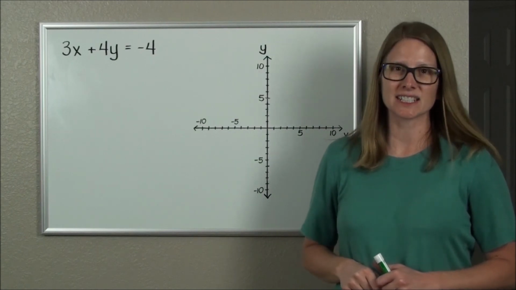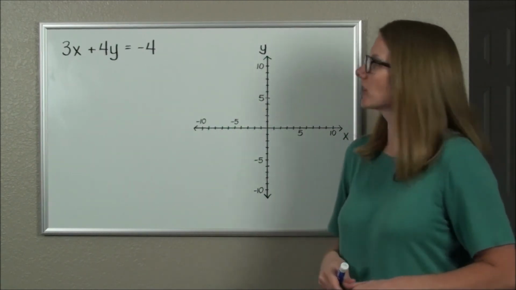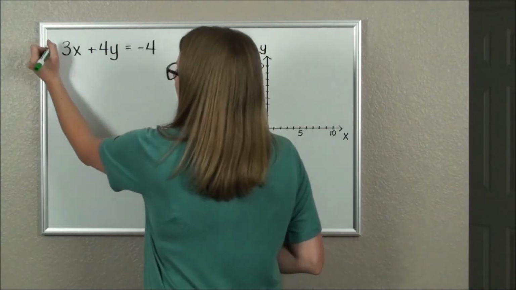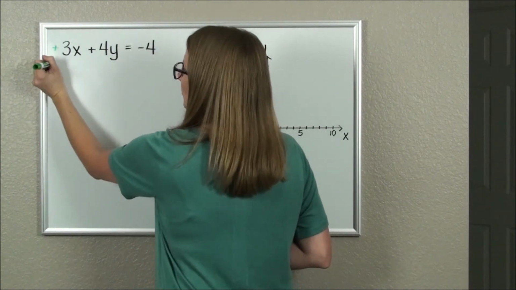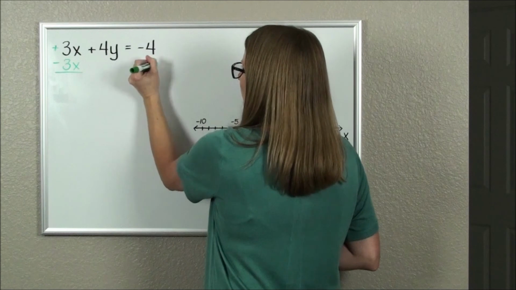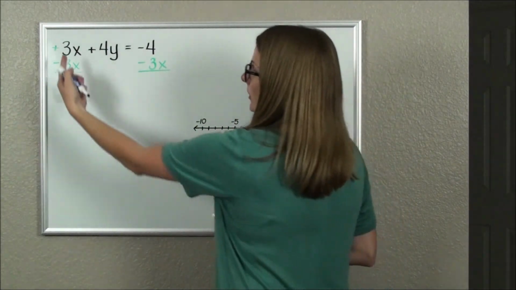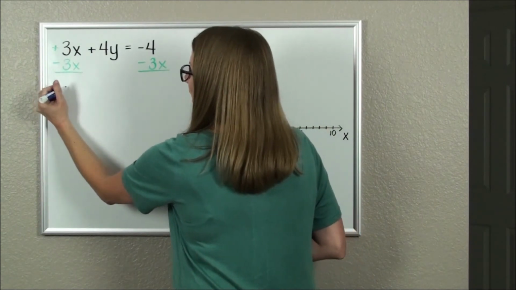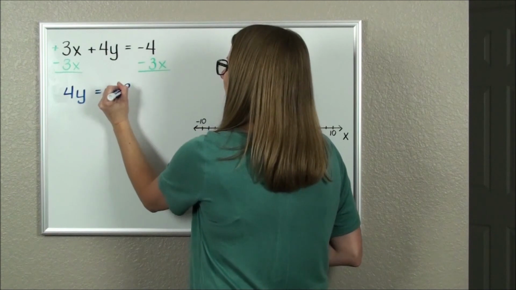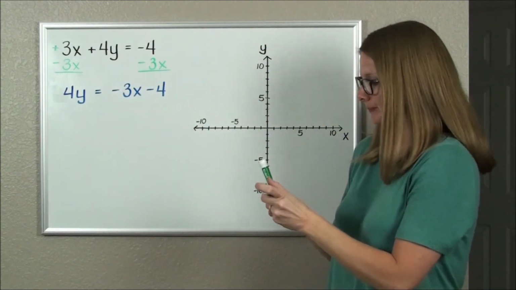Okay, for our last example, again, we have an equation that's not yet in slope-intercept form, so we've got work to do. We want to relocate that x term to the right. Since it is currently a positive 3x, we will move it or relocate it using subtraction. So let's subtract 3x from both sides to keep that balance. The 3x's now cancel from the left. We have a 4y on the left side. And on the right, we now have that negative 3x along with the negative 4 that was already there.